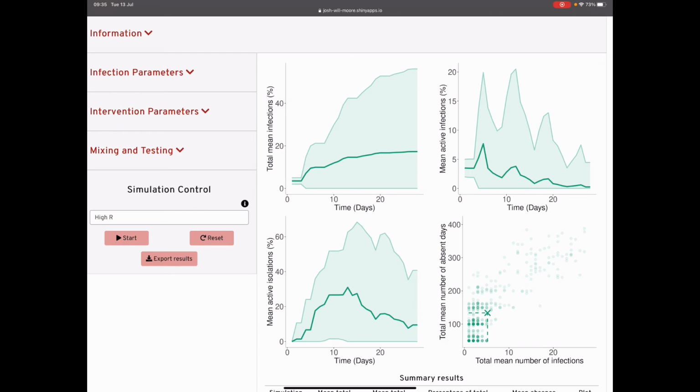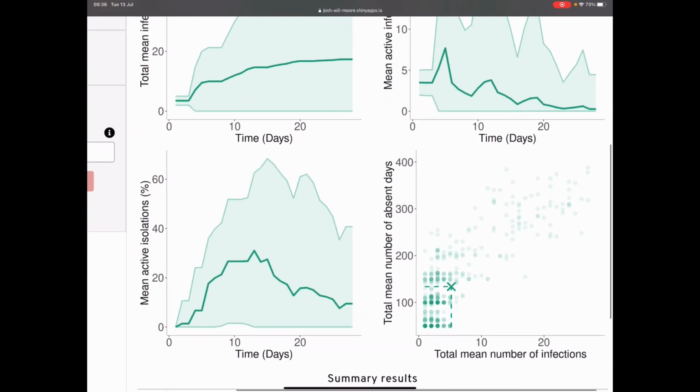Top right is the mean active infections. This is the number of infections active at a specific day. Bottom left is the number of isolations. They're the active isolations. So again, it's that slice in time, how many people are isolating at this point. Then the bottom right is a total mean number of absent days and total mean number of infections.